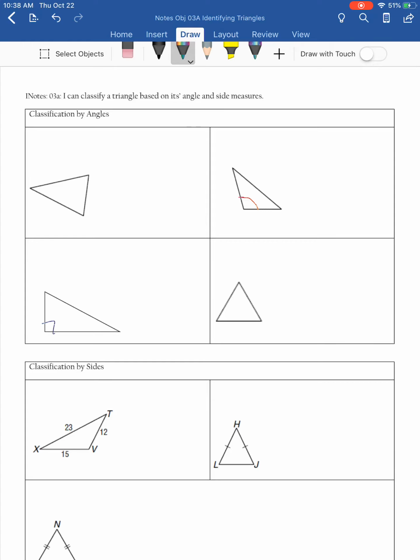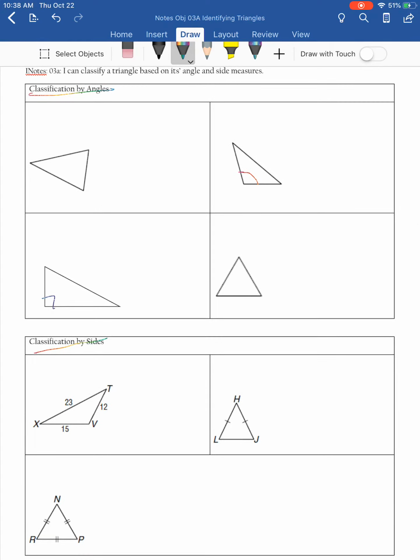So the first one is classifying by angles. There's two ways to classify your triangle, by angles and by sides, and you do need to know that distinction. So first thing, classifying by the angles. This first one is, of course, an acute triangle, and it's a triangle that has all acute angles. So I'm going to be using my abbreviations.